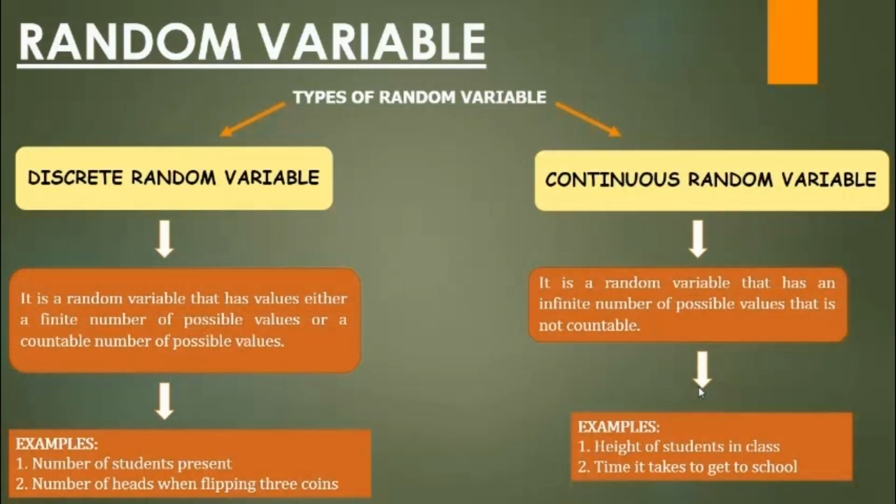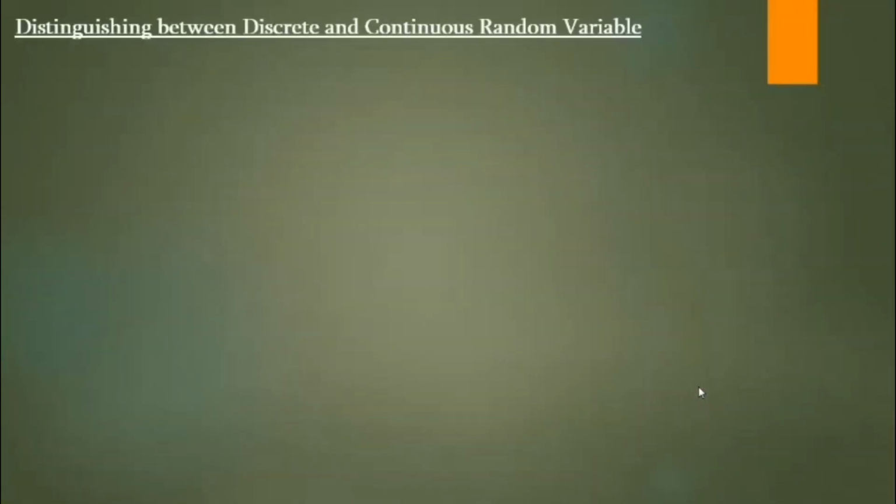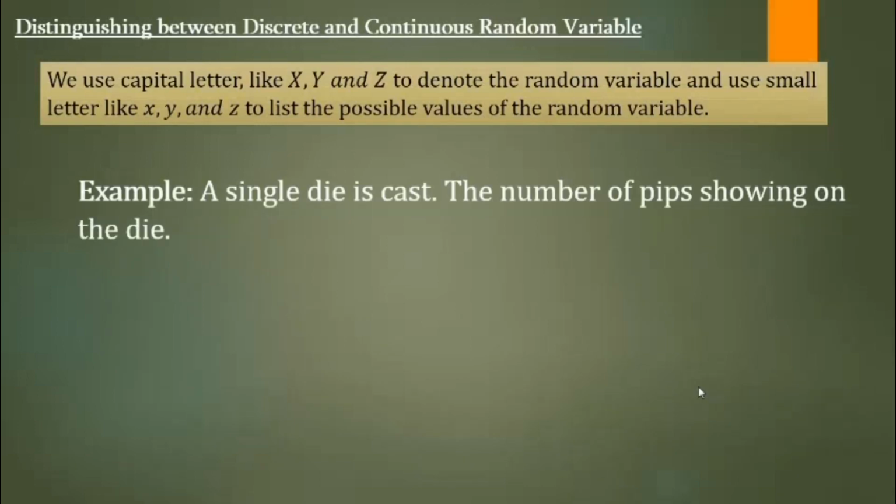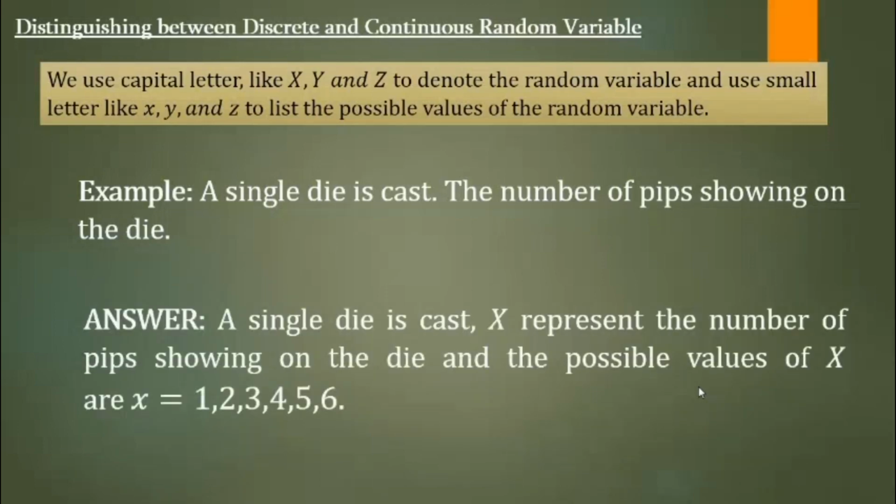Next, let's have the distinguishing between discrete and continuous random variable. With that, we use capital letters like X, Y, and Z to denote the random variable and use small letters like x, y, and z to list the possible values of the random variable. For example, a single die is cast, the number of pips showing on the die. So here is the answer. X represents the number of pips showing on the die, and the possible values of X are x is equal to 1, 2, 3, 4, 5, and 6.